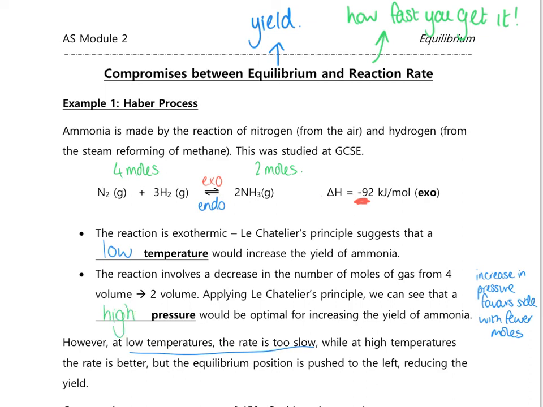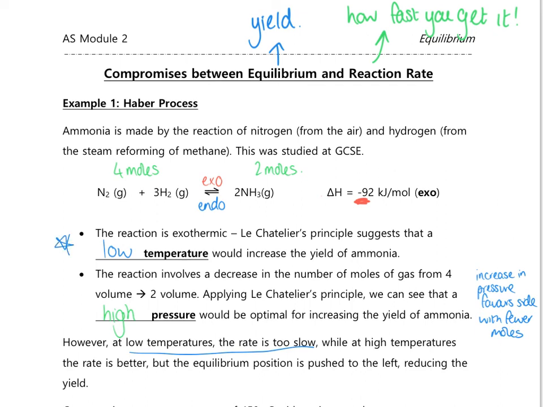But then with this, we need to think about the cost involved with a high pressure. So the higher pressure you have in your system, the more expensive it's going to be, because a high pressure requires a lot of energy. So we've got to have some sort of compromise here, and particularly in terms of the temperature.